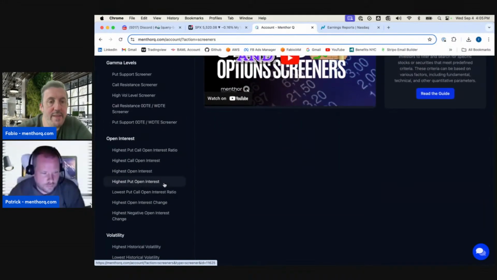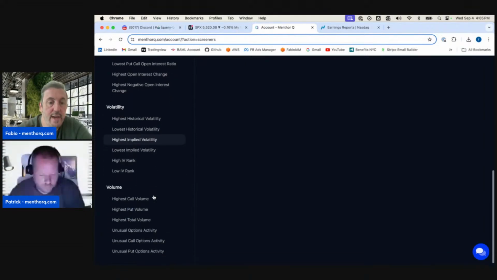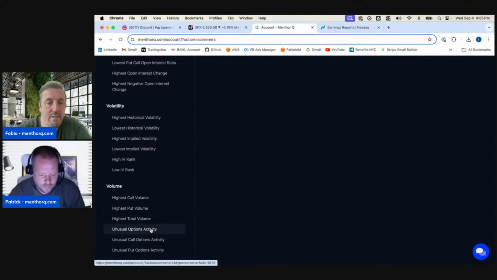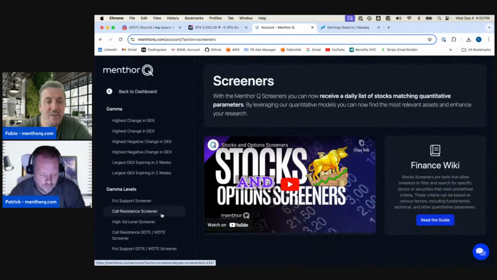Then we have our open interest screener, so we have call open interest and put open interest. We have our volatility screeners: high IV rank, low IV rank, highest implied volatility, lowest implied volatility. And then we have volume: unusual option activity, unusual call option activity. All of those are really important metrics that can give you a list of stocks that could potentially move on the day or on the week and so on.